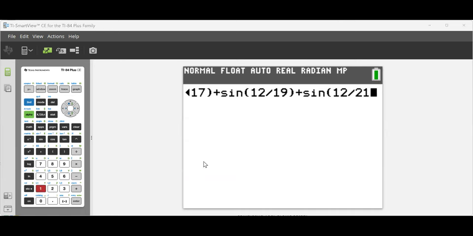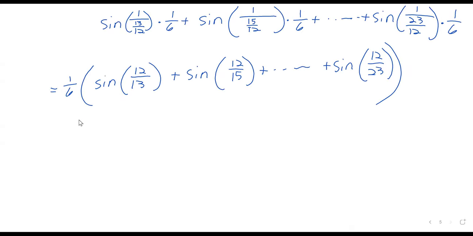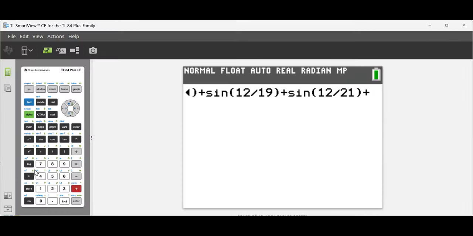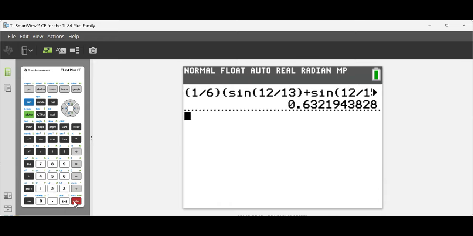Let's see. We want to stop at 23, so one more to go. So there's our estimation for this integral using the midpoint rule.